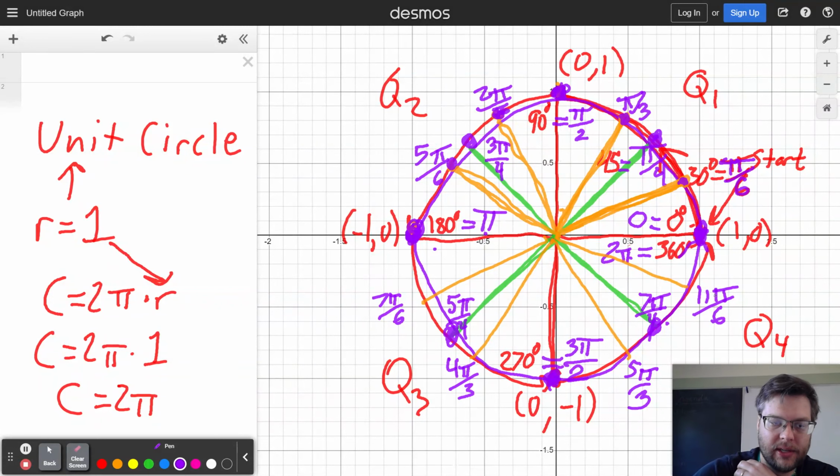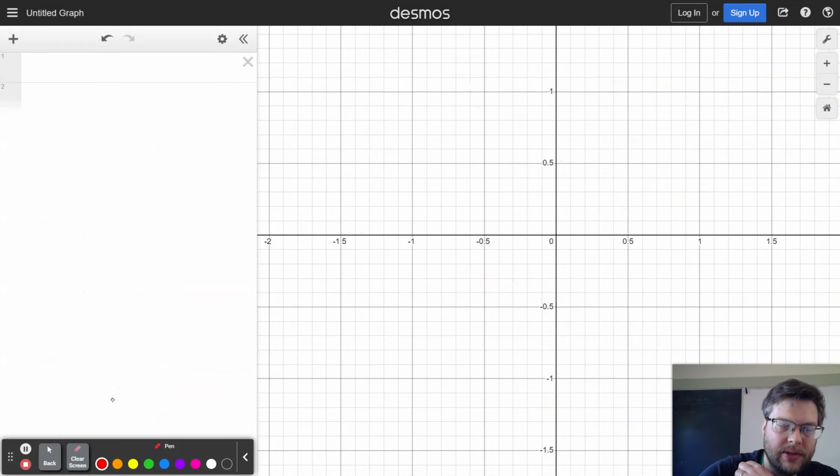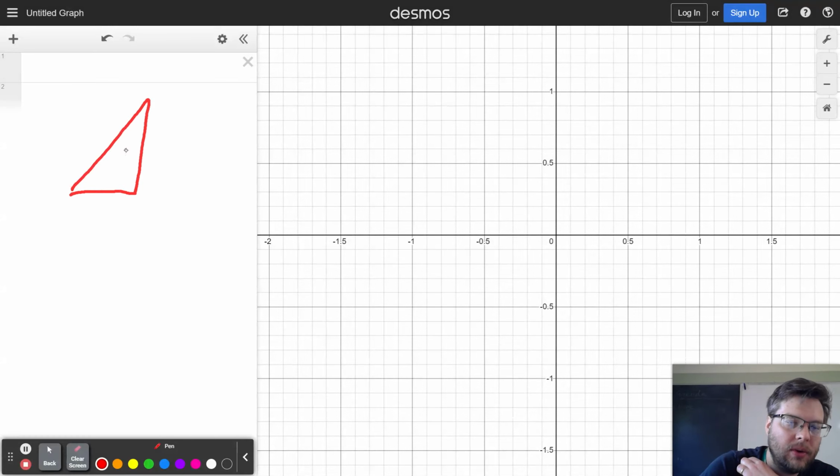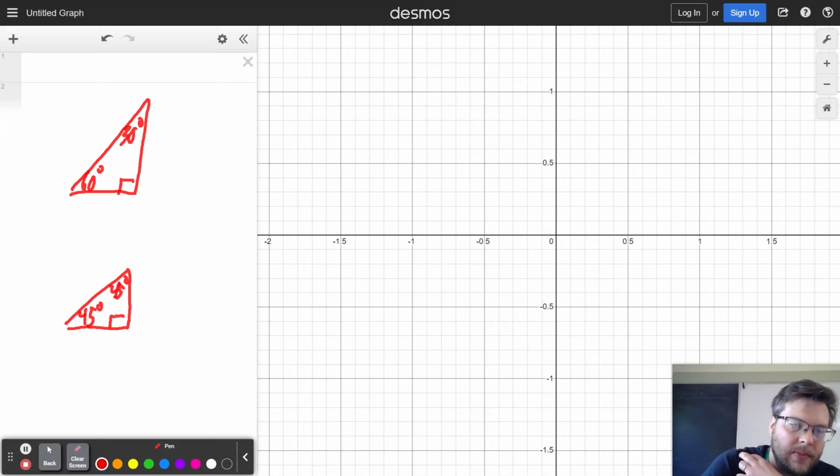I'm going to clear the screen here just to give myself a little bit more space to work with. There's two different triangles that we need to know about. One of those has a 30-degree angle here, a 60-degree angle here, and a right angle here. The other one has a 45 degrees and a 45 degrees and a right angle. Both of these have a hypotenuse of 1.